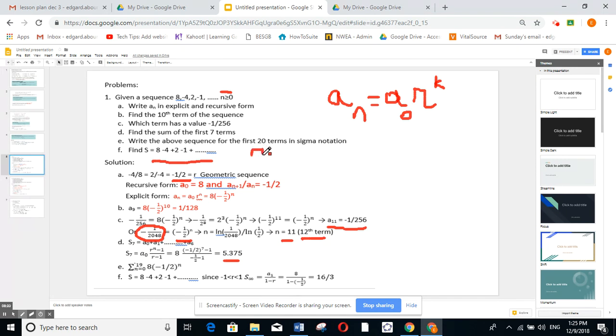Because r is between minus 1 and 1, the sum at infinity is a1 over 1 minus r. Here it's a0, not a1, so it doesn't change anything: a0 over 1 minus r. So a0 is 8 over 1 minus half. It's 16 over 3.